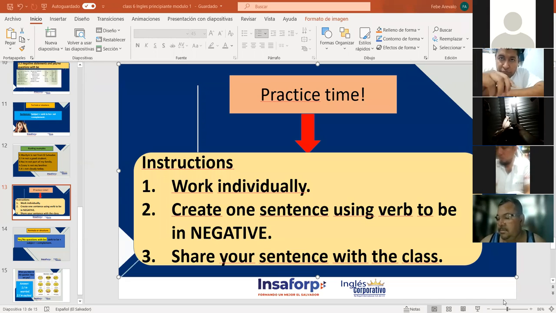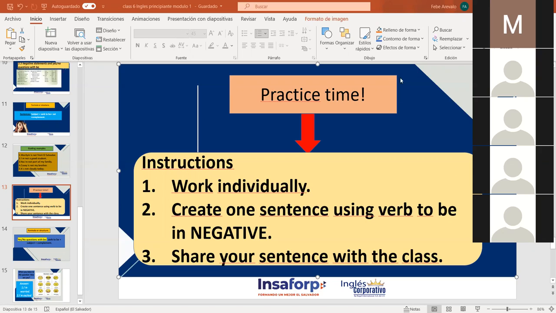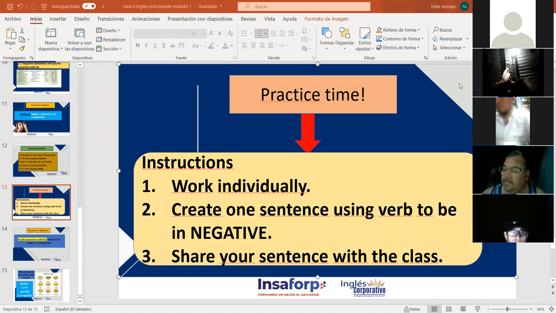Excellent, let me see. Luis Salazar. My sister is not at home. Right, excellent, very good. And Aníbal Rivera. My brother is not fit. All right, excellent, thank you.